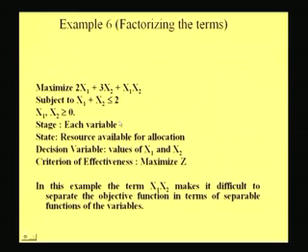We again have a constraint of the type x1 plus x2 is less than or equal to 2, and x1, x2 greater than or equal to 0. We once again define stage, state, decision variable and criterion of effectiveness. Again we have two variables, so we solve it in two stages. The two variables x1 and x2 give us the two stages. There are two stages and each stage corresponds to each variable.